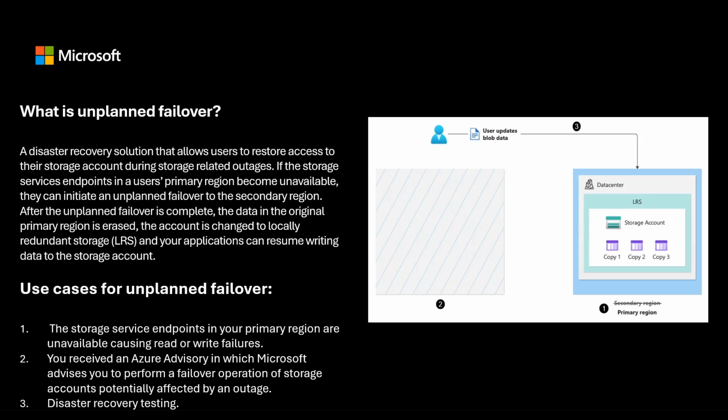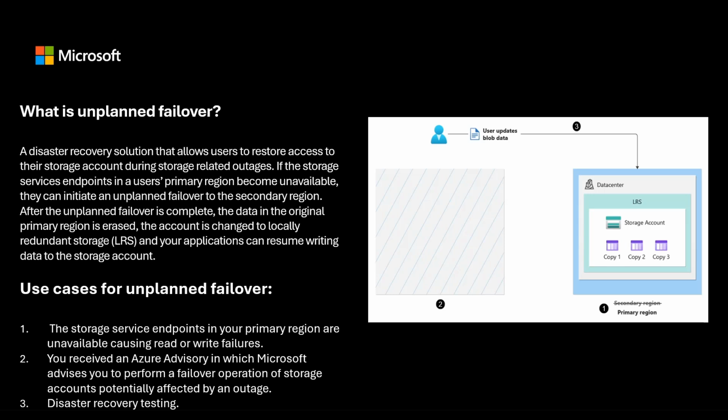On the other hand, we also have unplanned failover. Unplanned failover is a disaster recovery solution that allows users to restore access to their storage account during storage-related outages. If the storage service endpoints in a user's primary region become unavailable, they can initiate an unplanned failover to the secondary region. After the unplanned failover is completed, the data in the original primary region is erased, the account is changed to locally redundant storage, also known as LRS, and your applications can resume writing data to the storage account.